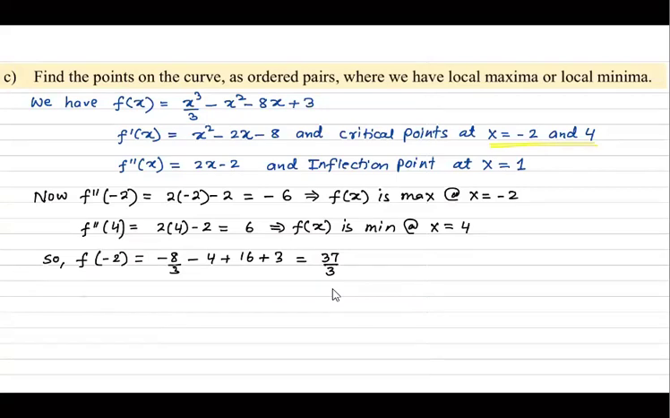Similarly, let's find the value of the function at 4, where there is minimum. So if you plug in 4 into this equation, 4 cubed, 4 times 4, 16 times 4, 64. So that will be 64 over 3 minus 4 squared is 16, minus 8 times 4, that's 32. And then plus 3, which is equal to, if you simplify that, you'll get -71 over 3.